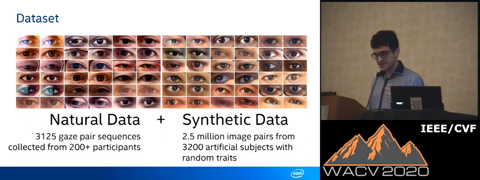We collected over 3,000 gaze pair sequences from 200 people to create a natural data set. We also generated a synthetic data set that consisted of over 2.5 image pairs from 3,200 artificial subjects with random traits and lighting conditions. We used a generative adversarial network to refine the synthetic samples in our data set. The refined synthetic samples looked virtually indistinguishable from the natural ones. Using this process, we were able to create an immense amount of data at a minimal cost.